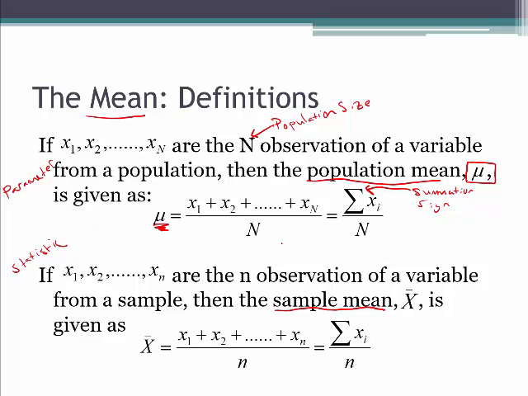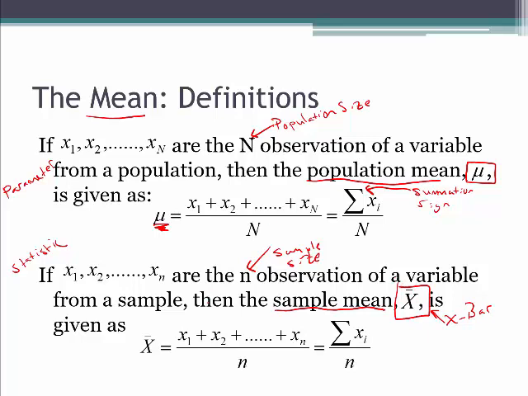Now the next example: if x sub 1, x sub 2, up to x sub lowercase n are the n observations, so this lowercase n, just recall, is the sample size. So the subtle difference between capital N and lowercase n. These are the n observations of a variable from a sample. Then the sample mean is given by this notation here. This we just call x bar. X with the bar above it is literally just called x bar.